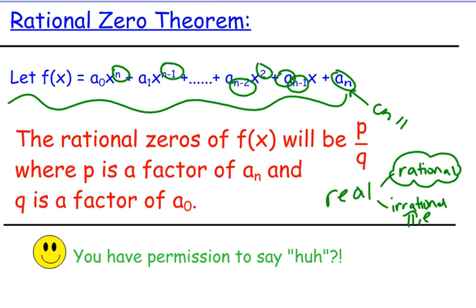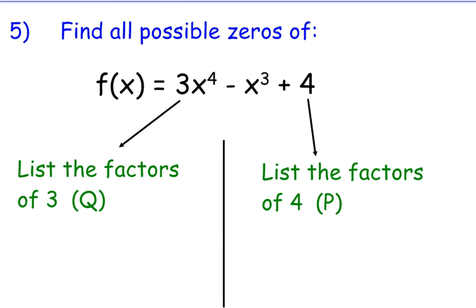So to find the rational zeros, you find p over q. Now what's p over q? I'm going to show you in a minute. So right now you can be like, what's going on? If I show you your first problem, I think it'll make more sense. So here, to find all the possible zeros of this equation, f of x equals 3x to the fourth minus x cubed plus 4, we list the factors of this, which is called q, and this is called p. And remember from the other page we had p over q. Okay? So q is the coefficient on that first term there. So the coefficient is 3. We're going to list the factors of 3, which are 1 and 3. P is our constant. So our constant is 4.